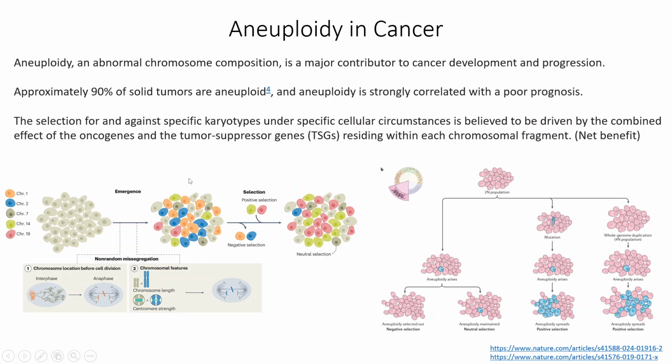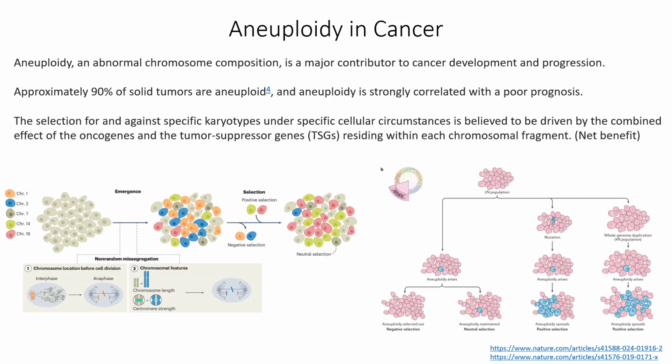essentially if you have a lot of aneuploidy, why is it beneficial for the tumor? Is it something that the tumor would want? It can help, or it can be counterproductive to the tumor. So this is based on a selection process, based on a specific karyotype, which is basically the full set of chromosomes that someone has, under a specific cellular circumstance.